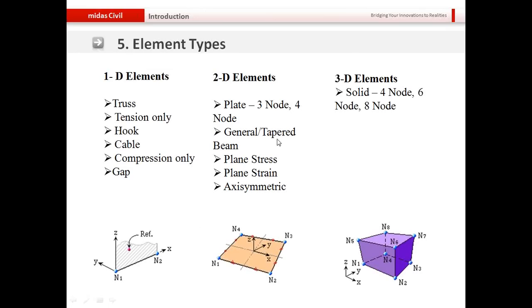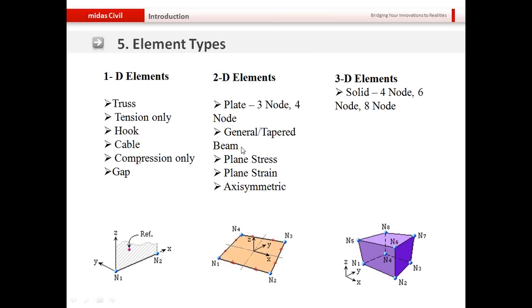For any type of modeling of a bridge, we use a variety of software which provide different elements to model the bridge. So normally for a preliminary analysis, for a simple analysis, we go for one-dimensional elements to model the girders. They may be like truss elements, cable elements, compression only gap elements, or beam elements.